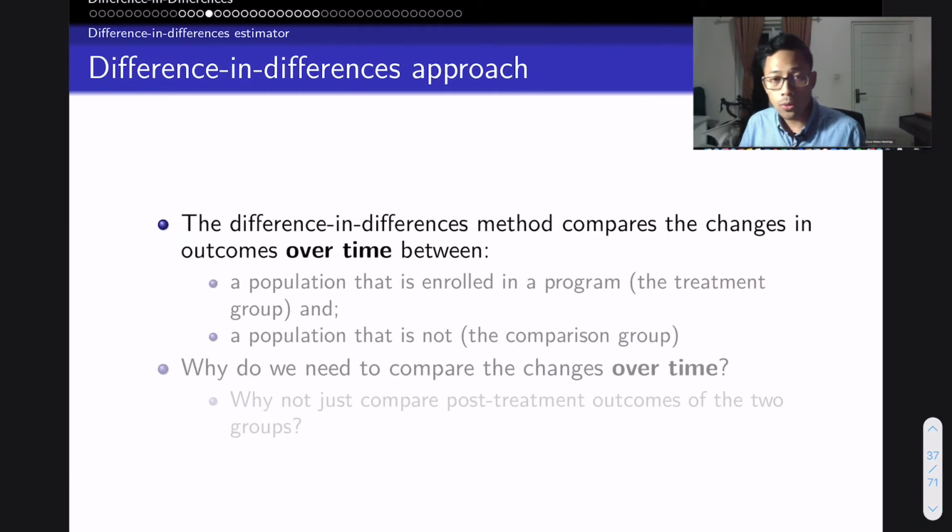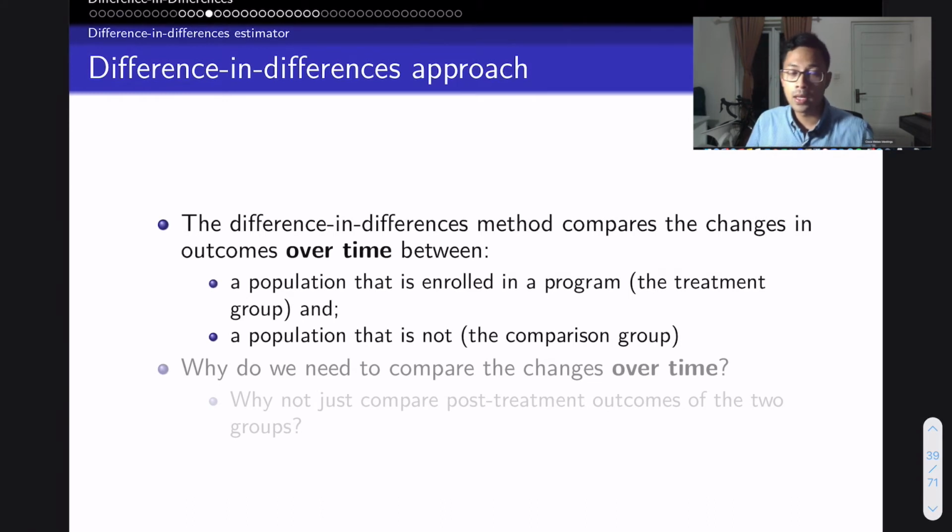The difference in differences method, or the DID, compares the changes in outcomes over time between a population that is enrolled in a program, the treatment group, and a population that is not enrolled in the program, which we're going to call the comparison group. Of course, this is just a generalization on the treatment and the comparison group. Different studies and different evaluations are going to have different labels for which one is the treatment and which one is the comparison group.